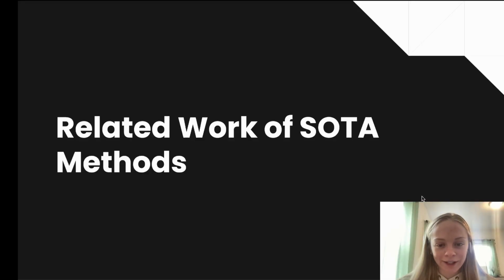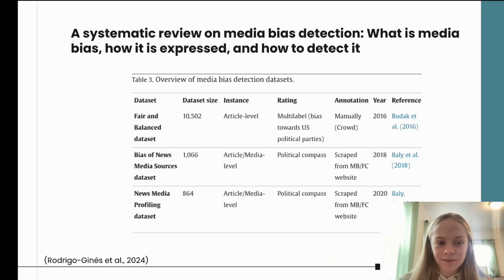Next, we're going to talk about related works of the state-of-the-art methods. First, this article is an overview of media bias as a whole and how it has been used in artificial intelligence previously. The big takeaways from this are the different datasets that were available to use for AI media bias detection. The chart here represents different datasets, the size, instance rating, annotation, year, and reference to them. This gave us a great high-level overview of the topic as a whole, currently where different studies have focused, and gave us references to look into more.